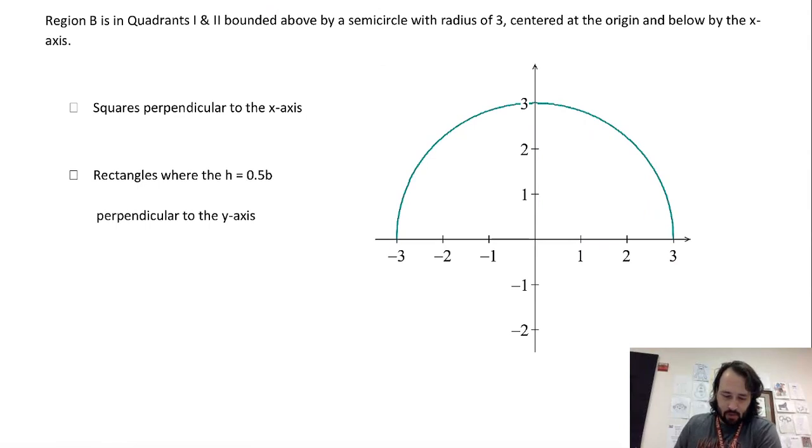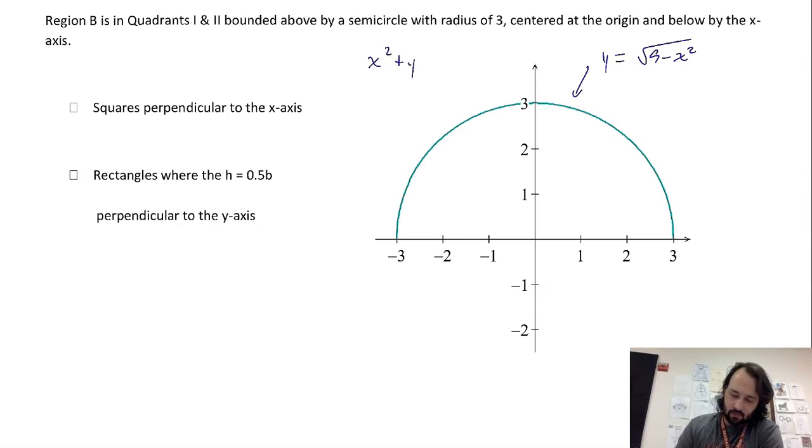So region B is in quadrants 1 and 2, bounded by a semicircle with radius of 3, centered at the origin, and below is the x-axis. First thing, I would like to come up with an equation, and this is y equals square root of 9 minus x squared. It has a radius of 3, so I'm thinking back to geometry.